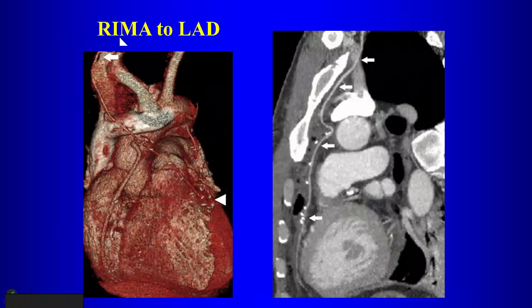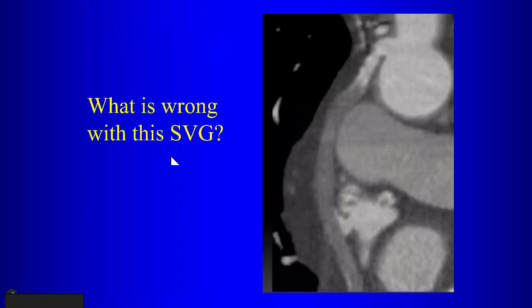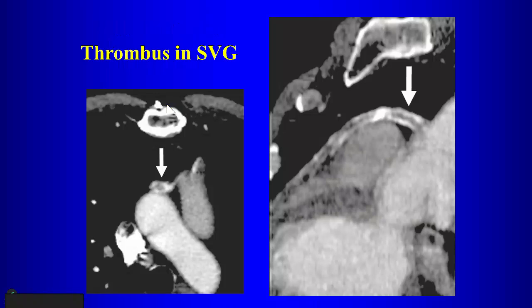Right. So here's a right internal mammary artery graft going to the LAD. Here it's laid out for you nicely on the curved reformatted view. So here's a saphenous vein graft. What's wrong with it? Yeah, it's thrombosed, right? So you can see the thrombus there within the saphenous vein graft. Okay. More examples of thrombus and saphenous vein grafts.